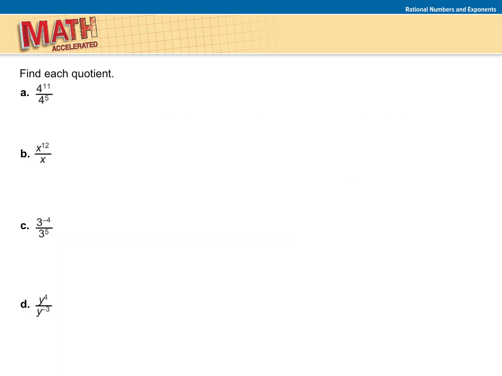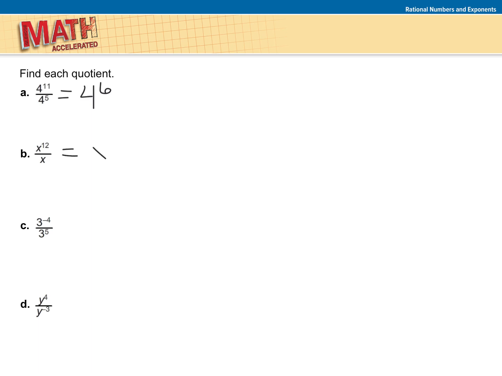Let's look at these last ones. I'm going to do them together to save time. On A, what's my base? 4. How do I find my new exponent? Subtract them. Because we're dividing, we need to subtract the exponents. It is 6.